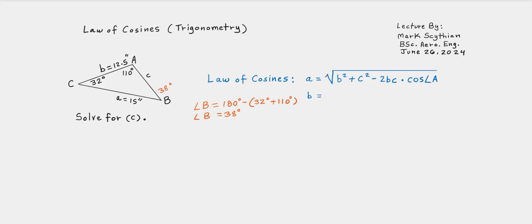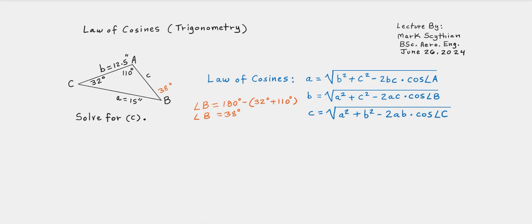So we're able to rearrange the law of cosines such that we can solve for the complementary sides and angles other than the given side itself. So b would be the square root of a squared plus c squared minus 2ac times cosine angle capital B, or angle B. And then c, you have a squared plus b squared minus 2ab times cosine C, or cosine angle C, capital C. So that being said, we can substitute the information.